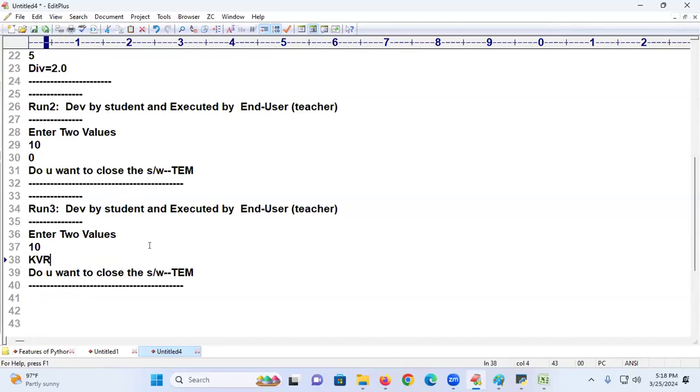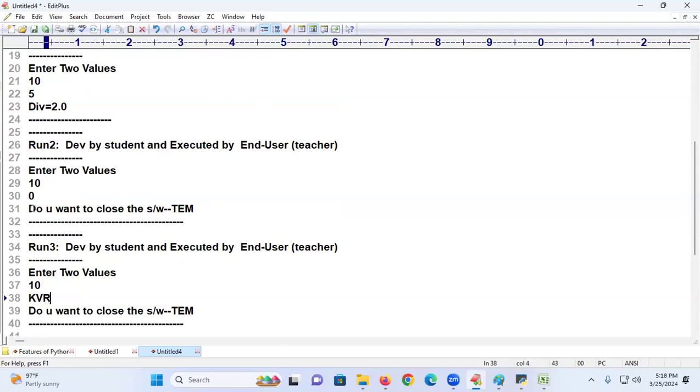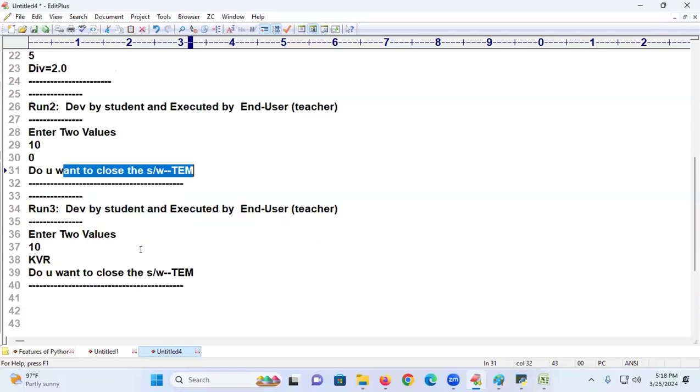Who are you to say, sir, don't enter, don't enter? You make the system to tell. It has to say. If you are a powerful student, your program should say, don't enter 0 for denominator. What is that message? Don't enter 0 for denominator is which message? User friendly error message. But you are giving what? Do you want to close the software? Here also, same message will come.